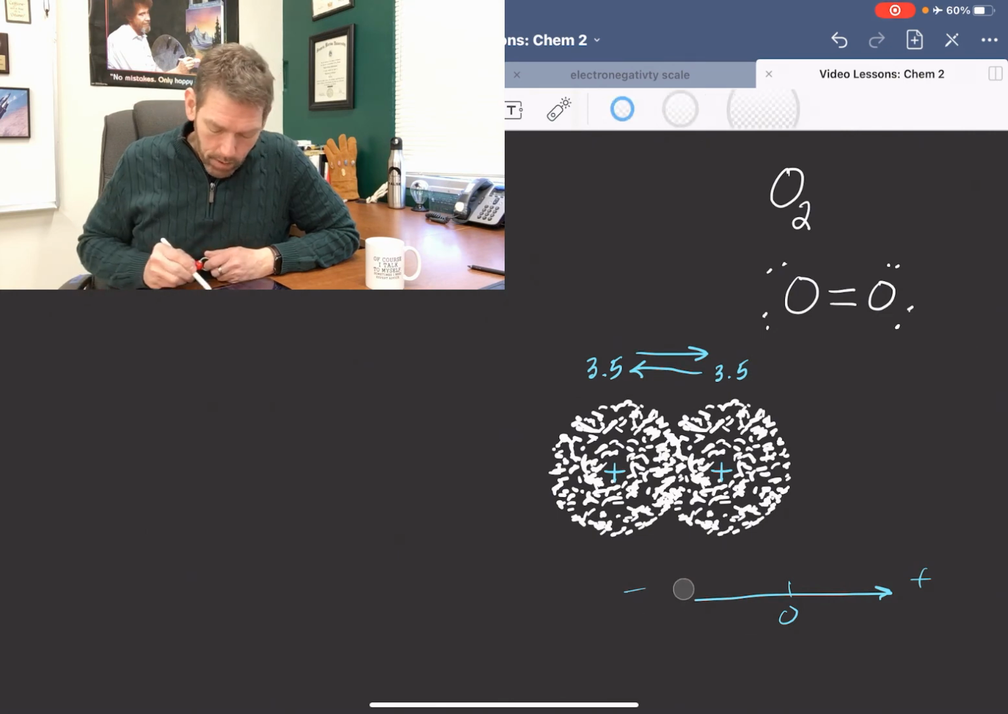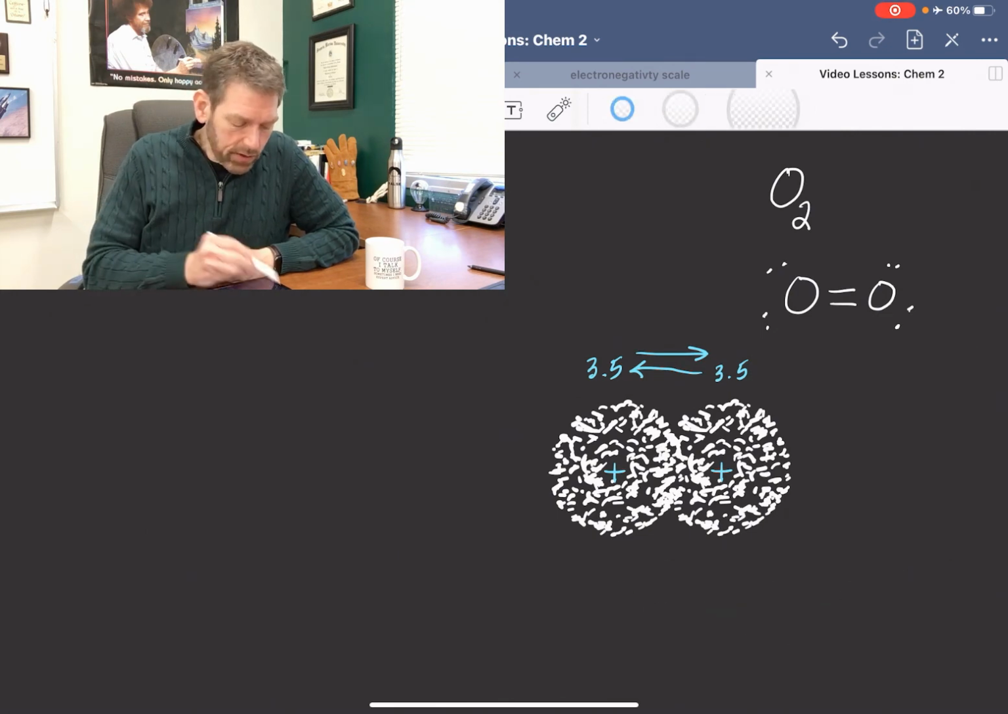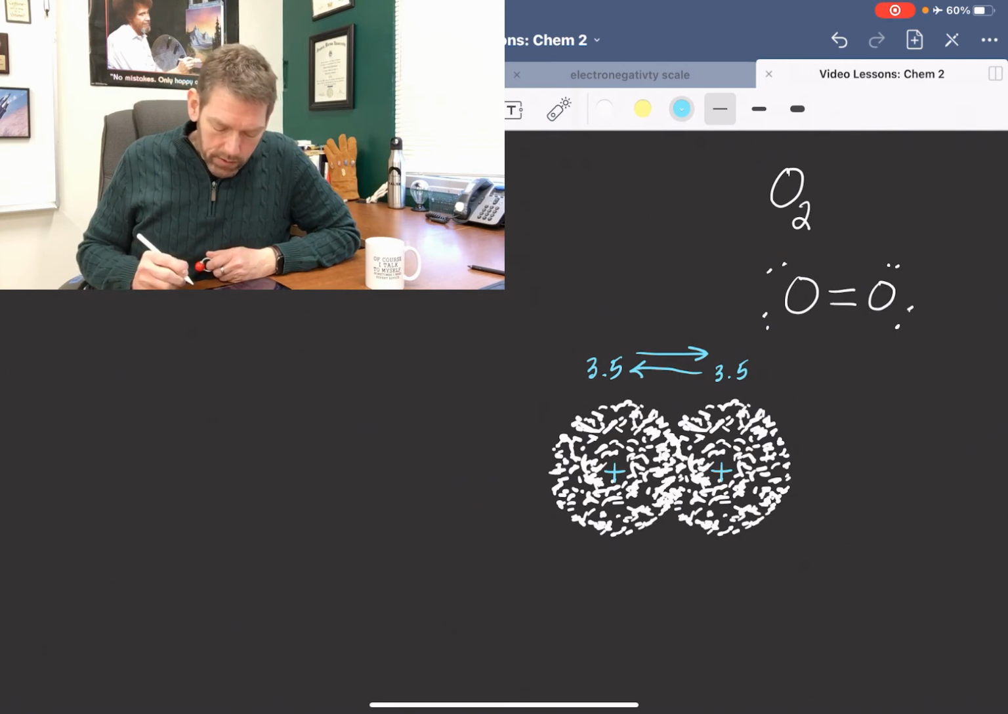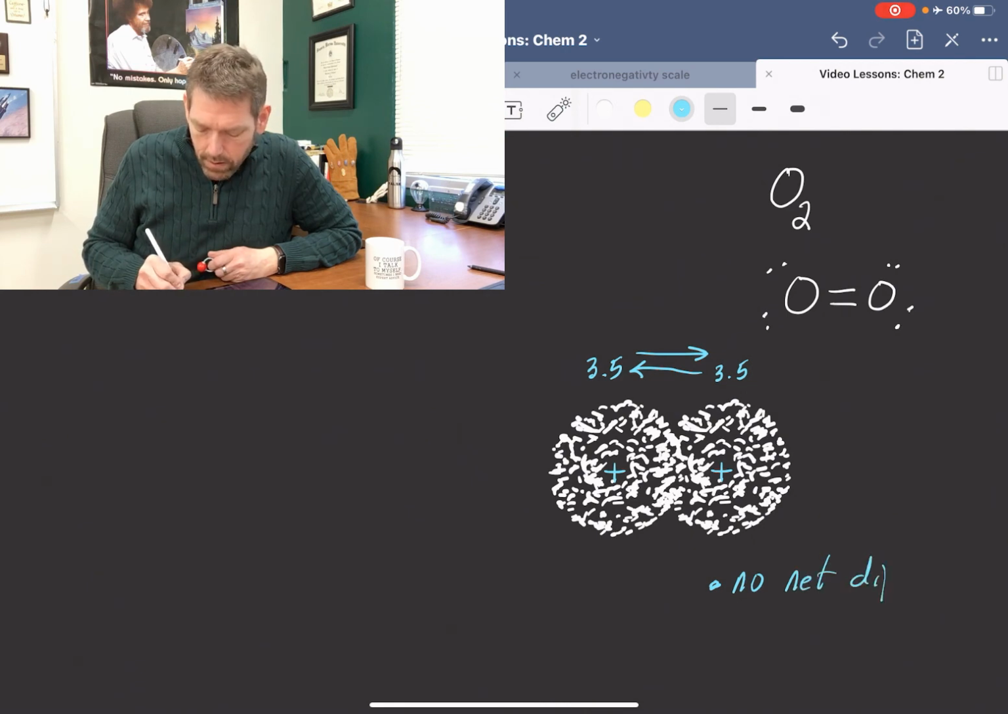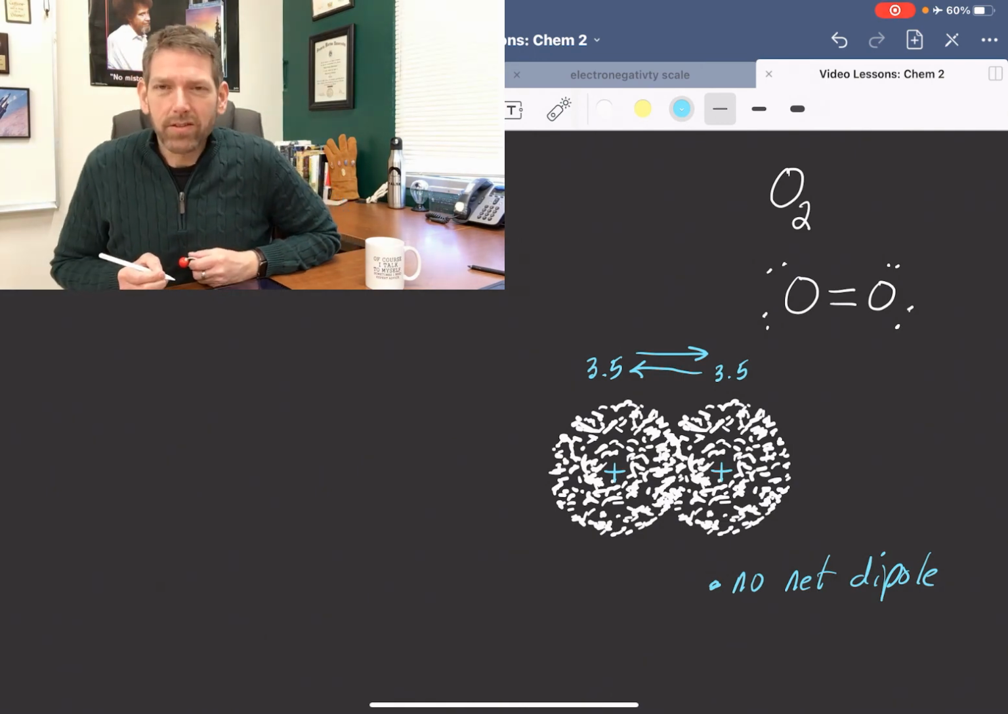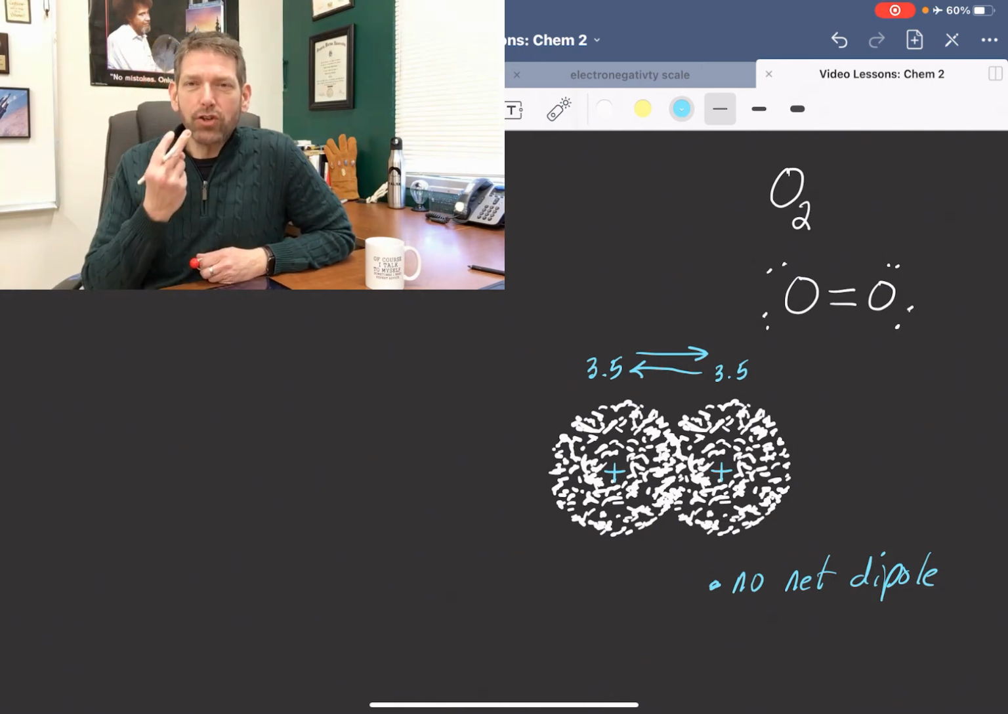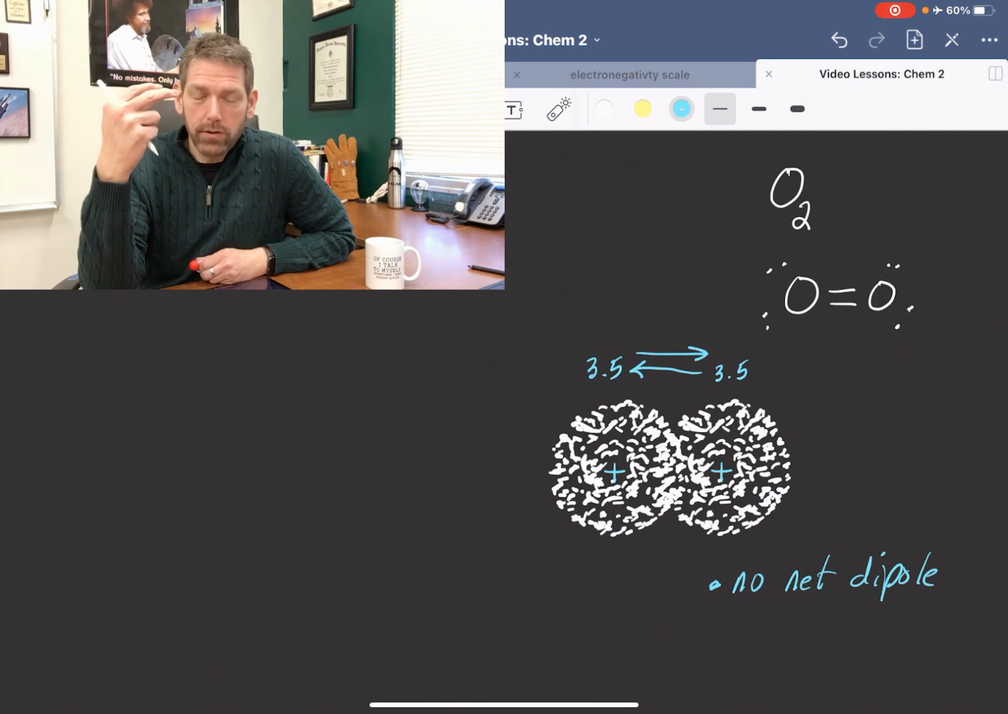So since there's zero difference, we actually say that there is no net dipole. What we mean by that is this: there are not two sides, since pole means end or side. There are not two sides of this molecule that are unevenly distributed with electrons.